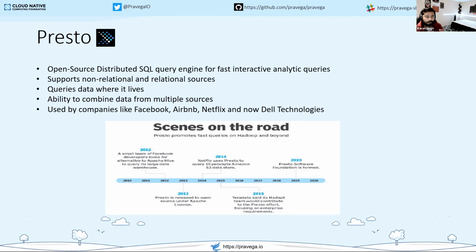For instance, it has support for MySQL, for MongoDB, for now for Pravega, and even for S3, which is an object store. One of the main things about Presto is that it queries data where it lives. So it essentially separates storage from compute. The compute need not happen at the level where the data is being stored, which is one of the interesting properties of Presto. It has the ability to combine data from multiple sources.